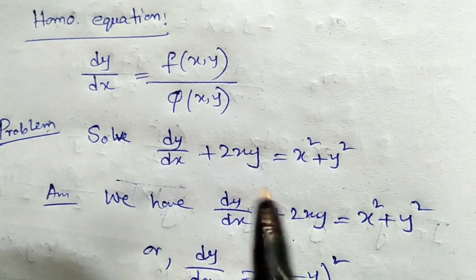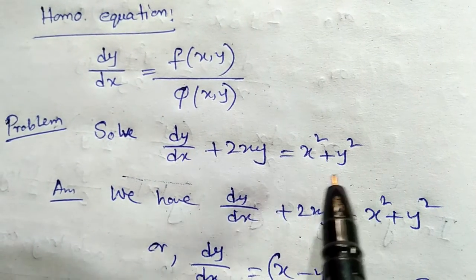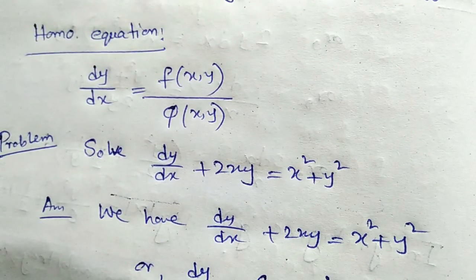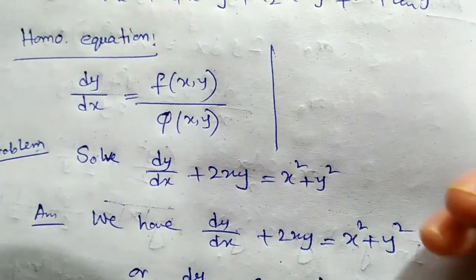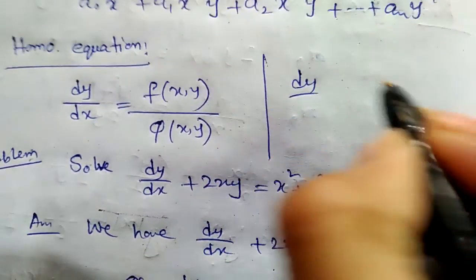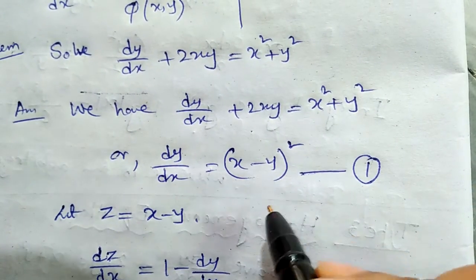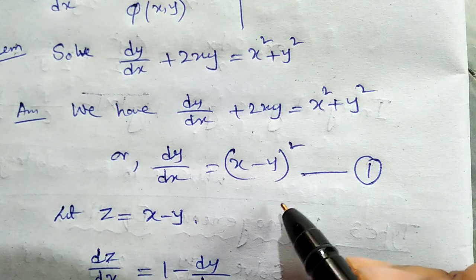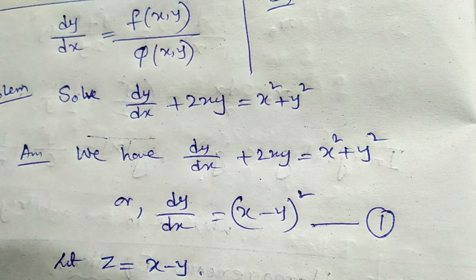Just as I mentioned, the given problem, this ODE, is a homogeneous equation of degree 2 in x and y, right? Because we can write this equation as dy/dx equal to this. So this is a homogeneous equation of degree 2 in x and y.